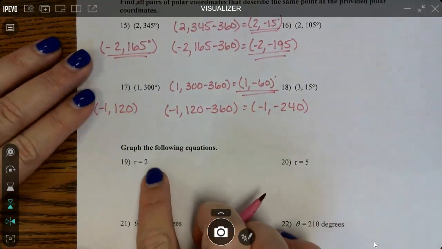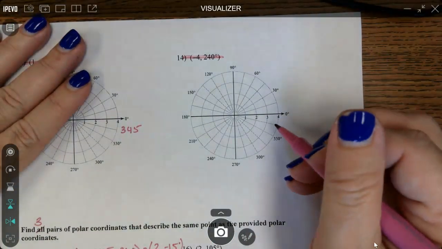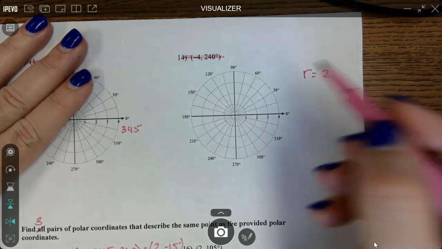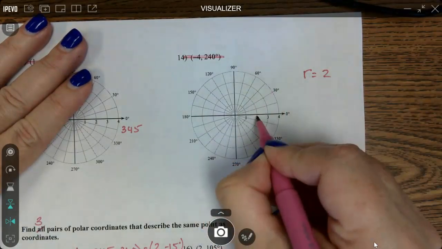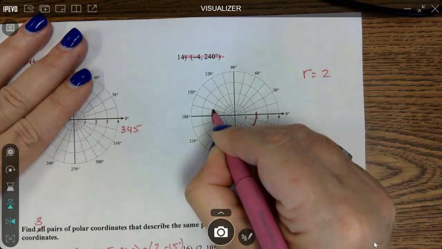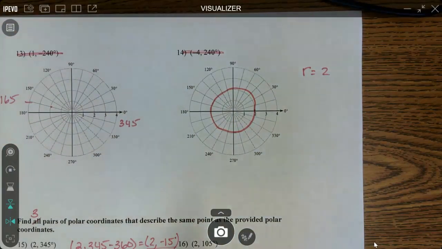Here, r equals 2. So I'm going to come over here and we're going to use this. R equals 2. So we're going to graph r equals 2. What that means is we're going to go to the second radius. I don't care about the angle. So we're just going to literally follow that, and that's your graph. It's a circle. We're going to pretend that was pretty. I don't do well tracing lines.